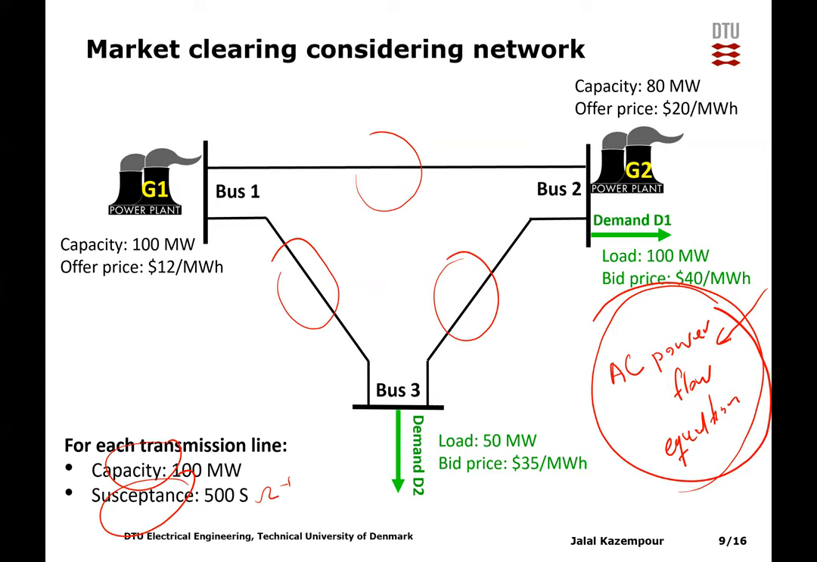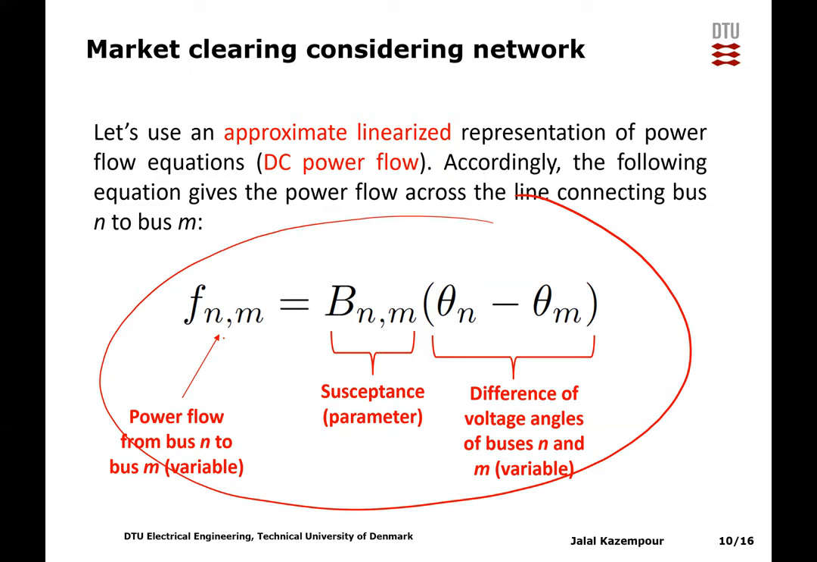Well, I'll not go into detail on that, but a common practice to make them convex is a well-known approximation called DC power flow or linearized lossless power flow. I suppose you already know how to do that. We need to consider some assumptions. We need to ignore power losses, ignore resistance, and ignore reactive power flow. And at the end of the day, after all those assumptions, we end up with this equation for power flow between two buses, bus N and M. It's equal to the susceptance of the line connecting buses N and M, which is a parameter, times the difference of voltage angles, theta N minus theta M. Theta N and theta M both are variables.